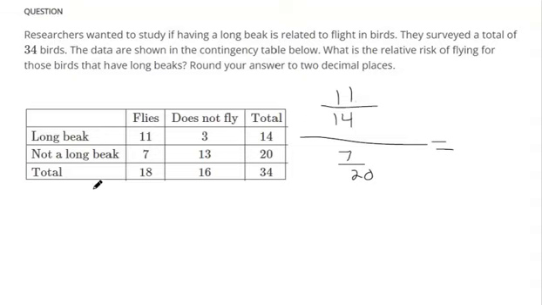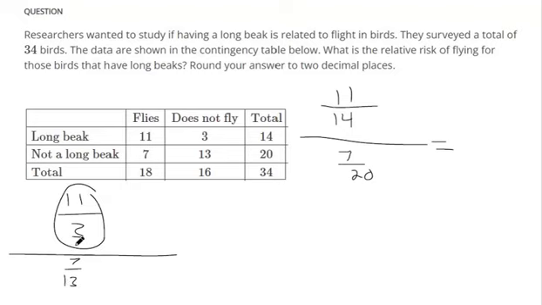What do we do if it's an odds ratio? If it's an odds ratio that we're asked to calculate for it being a bird that has a long beak and flying, you want to calculate the odds in the numerator, divide by the odds of the denominator. So for long beak, it's 11 that do and 3 that do not fly. And for not being a long beak, there's 7 out of 13. So these are odds, these are probabilities, right?